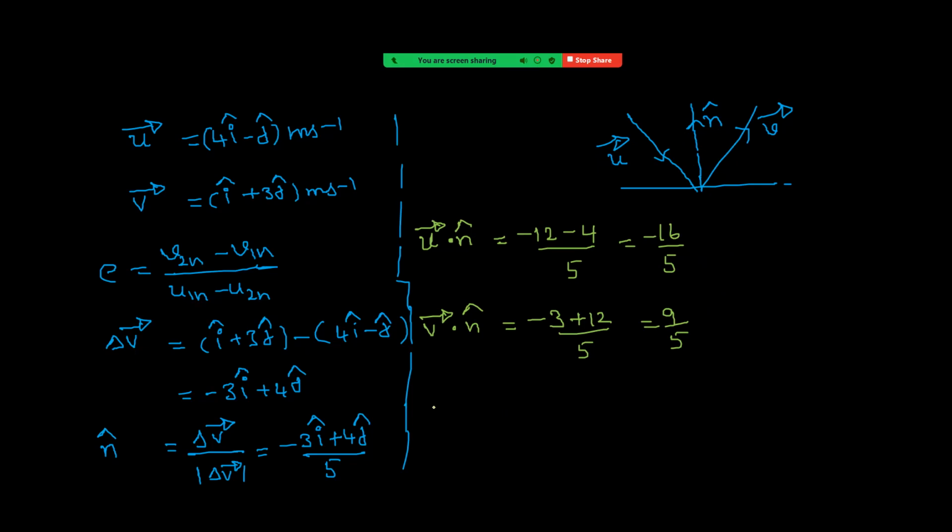So coefficient of restitution is modulus of velocity of separation by modulus of velocity of approach. This is now 9 upon 5, velocity of separation, and velocity of approach 16 upon 5. So answer is 9 by 16. I hope you got clarity how to find velocity of separation and velocity of approach. So first finding n cap. How to get it means velocity vector changes only along n cap. See the next one.